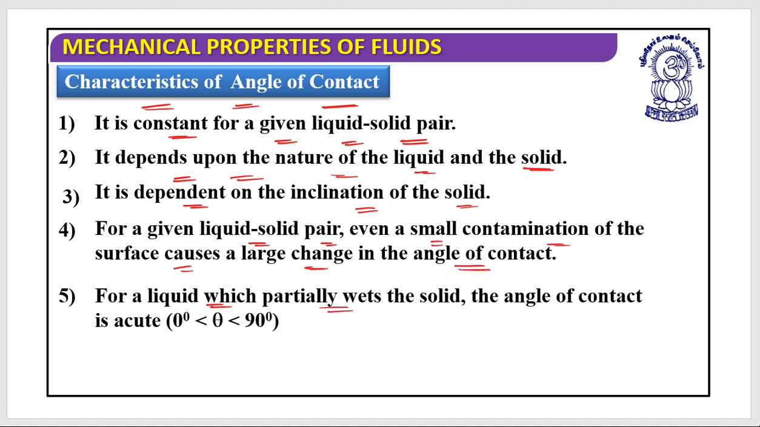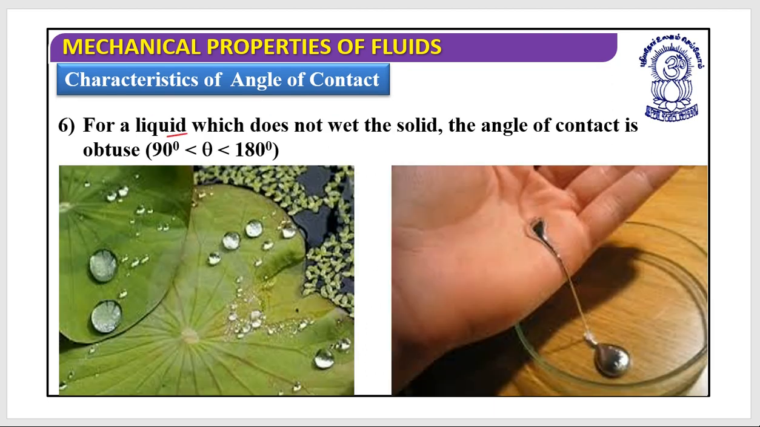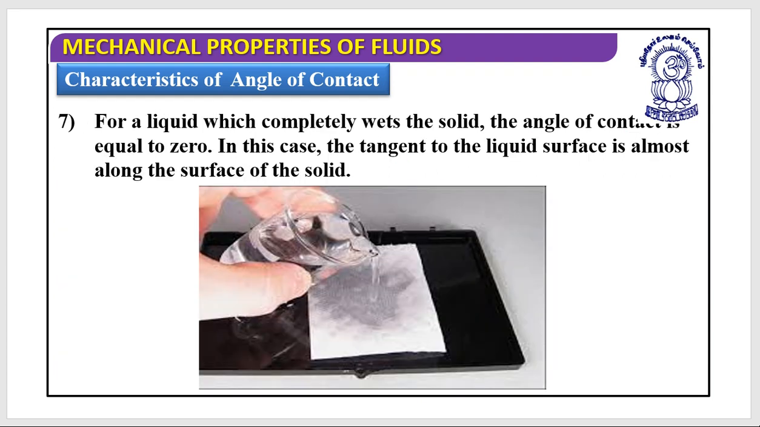And for a liquid which partially wets the solid, the angle of contact is acute, that we have discussed. And for a liquid which does not wet the solid, the angle of contact is obtuse. I hope this is clear. As you can see, these are the dew drops. Yes, they are not going to wet the surface, so they will make an angle of contact which is the obtuse one. Even this is the case with mercury as well. So these are the cases where angles of contact are obtuse.